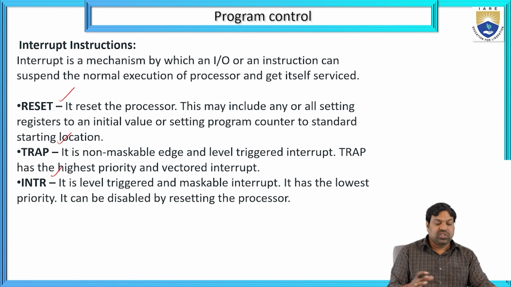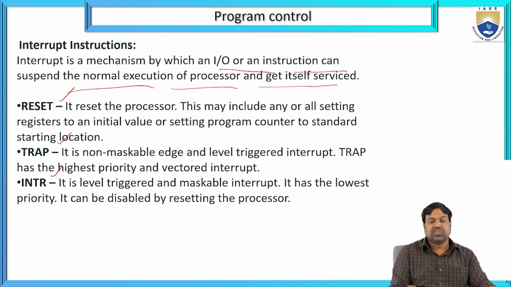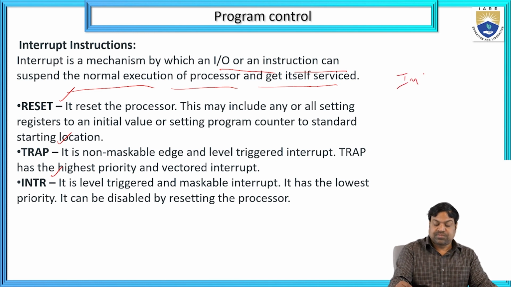So interrupt means when multiple inputs and multiple outputs are there, then we have to go for the interrupt, which is enabled when INT equals 1. It is a mechanism by which input/output operations or an instruction can suspend the normal execution of the processor and get itself serviced. Normal actions will be cancelled. So priority will apply when the interrupt comes.